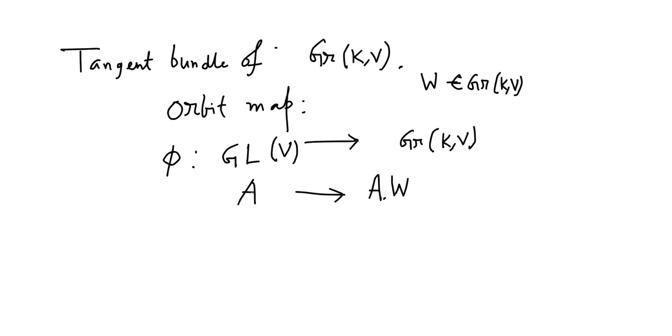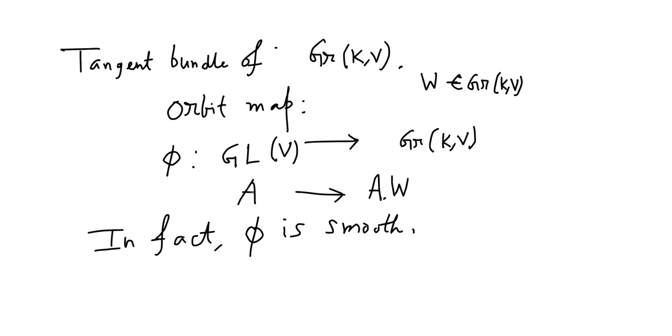So in fact, phi is smooth. This is just an easy observation. This is more or less how Gr(k, V) is defined. Gr(k, V) is a homogeneous space for the Lie group GL(V), and GL(V) naturally acts smoothly. So this phi is smooth.